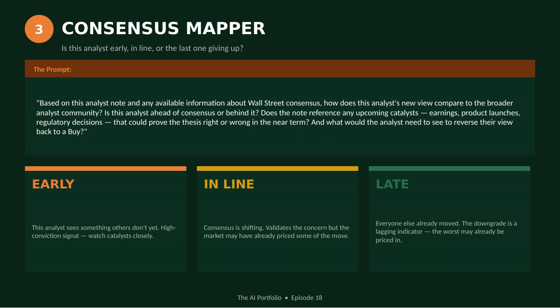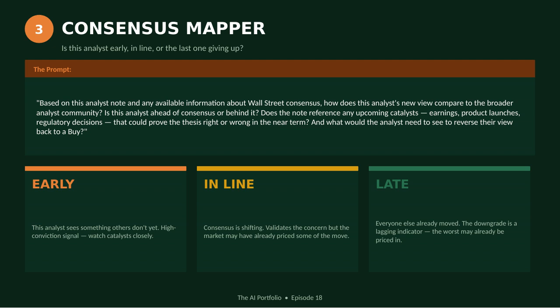Prompt 2. The estimate revision checker. Behind every rating is a financial model. When an analyst downgrades a stock, they almost always cut their revenue or earnings estimates at the same time. How much they cut and what they're cutting tells you how serious the concern actually is.